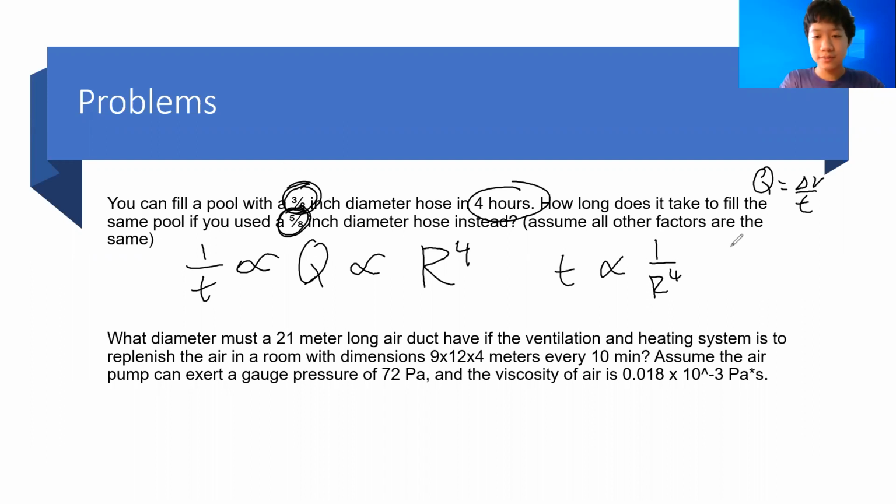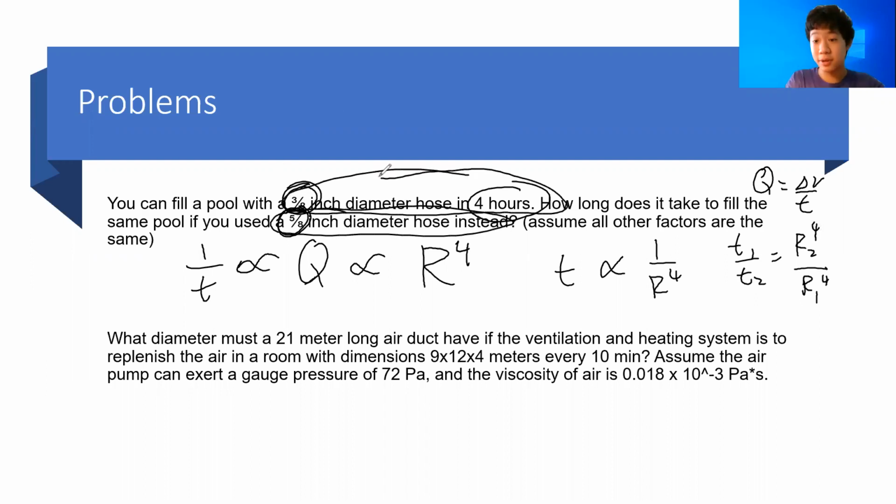So the time ratio equals R2 to the fourth over R1 to the fourth. Let's say R2 is this part, and R1 is this part. Doing that, we're going to have 5 over 3 to the fourth power, take the reciprocal, multiplied by 4. We're going to have around 30 minutes. Okay?